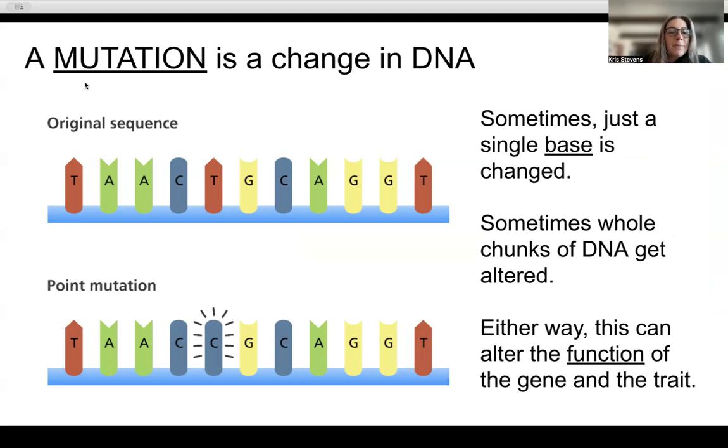So, how does a mutation work? A mutation is a change in DNA. A point mutation is just changing one base to another. Remember, that's just one place, a single base. Sometimes whole chunks of DNA get altered. Either way, it's going to affect the function of the gene and the trait. I want to point out all mutations are not bad. They could be good mutations. They could also be not recognized because they could just be silent. So all mutations are not bad.